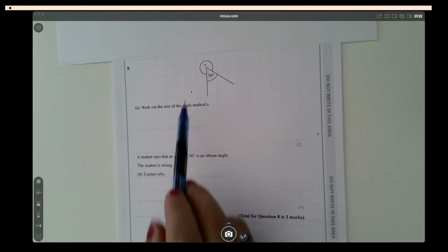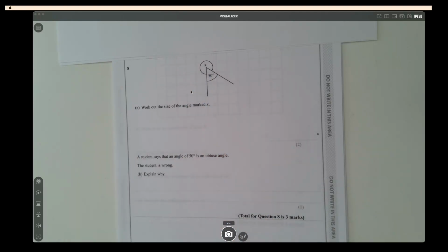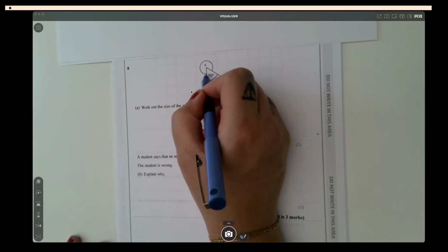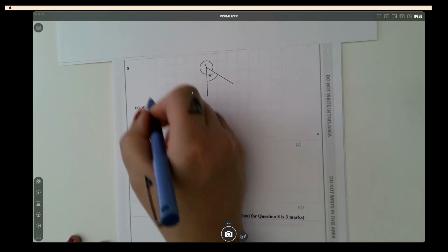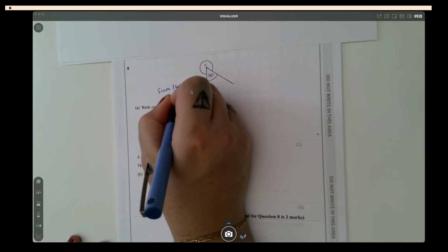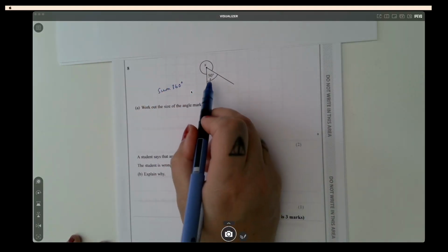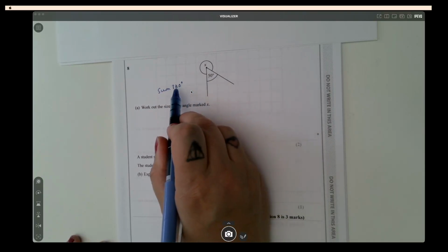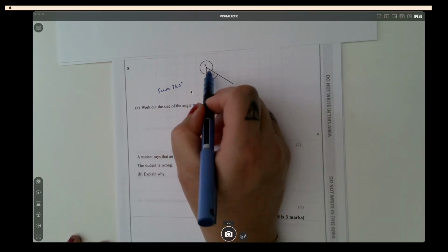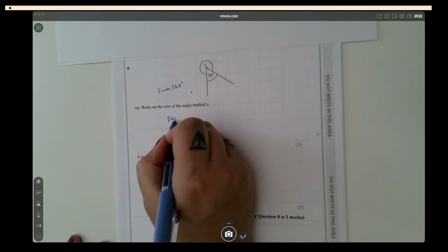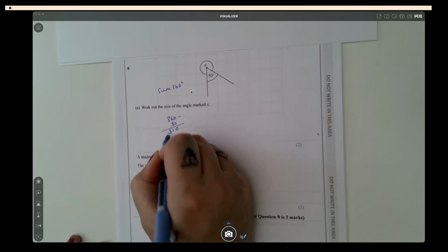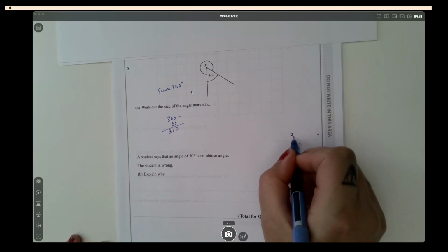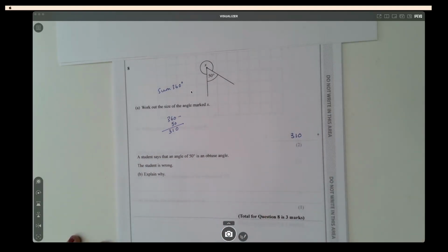Question 8. So we have a diagram of angles. 8a, work out the size of the angle marked X. So this angle here. So here we have angles around a point, this point here, and they should sum to 360 degrees. So if I subtract 50 degrees from 360 degrees, that will tell me what angle X is. So 360 subtract 50. So angle X is 310 degrees.